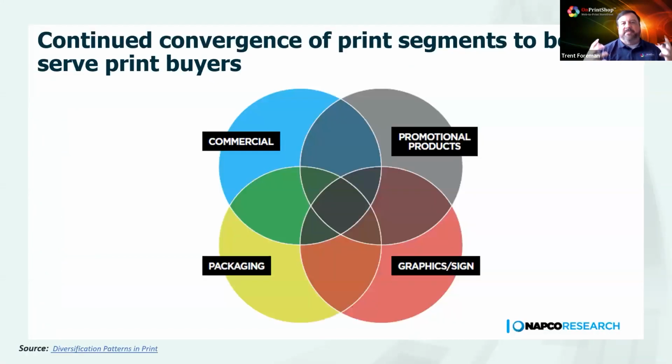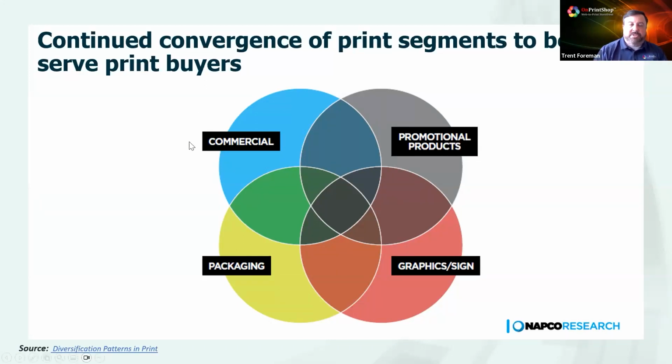So when we talk about the Venn diagram of the convergence of print segments, this is great. And I really am looking forward to Printing United in Atlanta coming up in October, because NAPCO always does their breakfast. They talk about all the research they've done over the past year. And so I look for the new trends to see if the trends are going in the same direction or if we see something new popping up. But this nice convergence of print segments has started to become closer together.